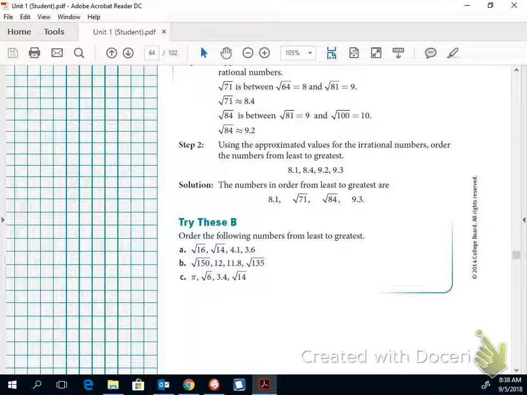All right. Here we go. Put them in order. For A, what comes first? Abigail, what comes first? 3.6. Okay, followed by what? One more time, Jason. 4.1. Okay. Then which one? Square root of 14 or square root of 16? Lauren. Square root of 14. Making that one square root of 16.